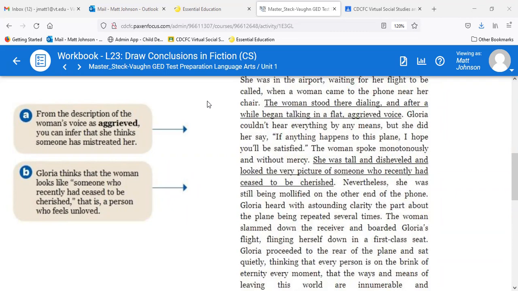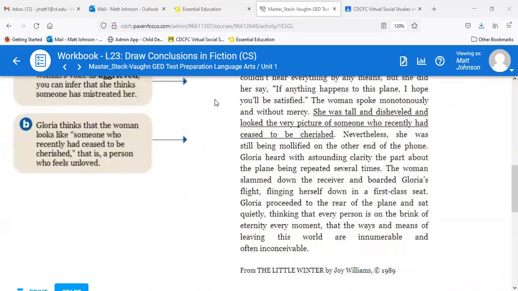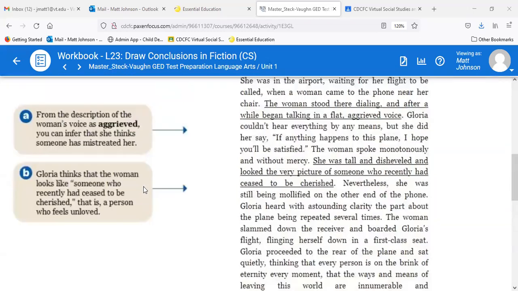The woman slammed down the receiver and boarded Gloria's flight, flinging herself down in a first-class seat. Gloria proceeded to the rear of the plane and sat quietly, thinking that every person is on the brink of eternity every moment, that the ways and means of leaving this world are innumerable and often inconceivable.